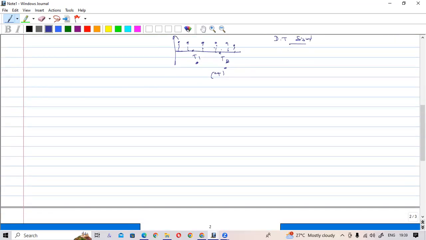Then can anyone tell me what is an analog signal and what is a digital signal? Can anyone tell?